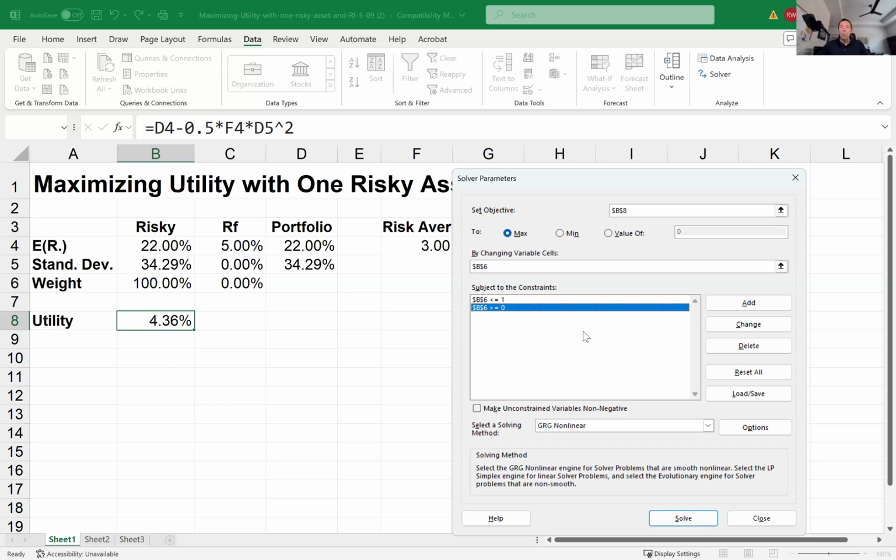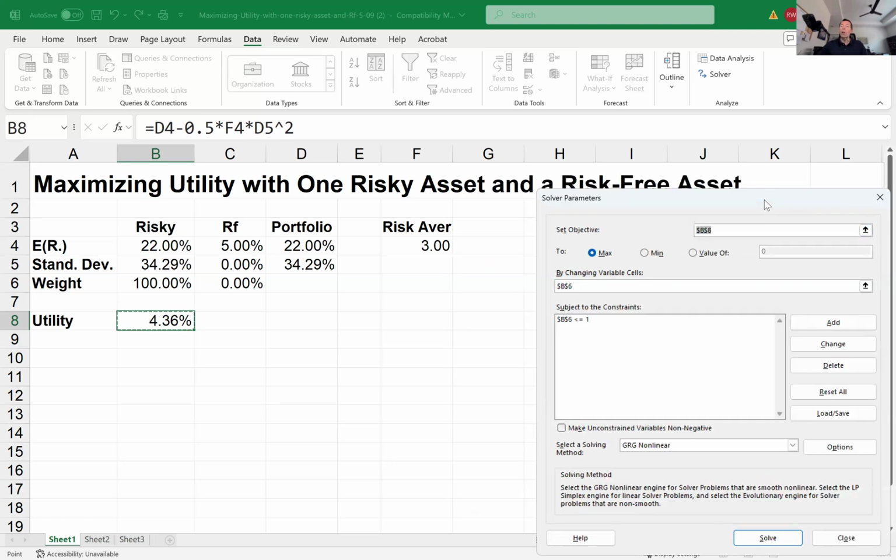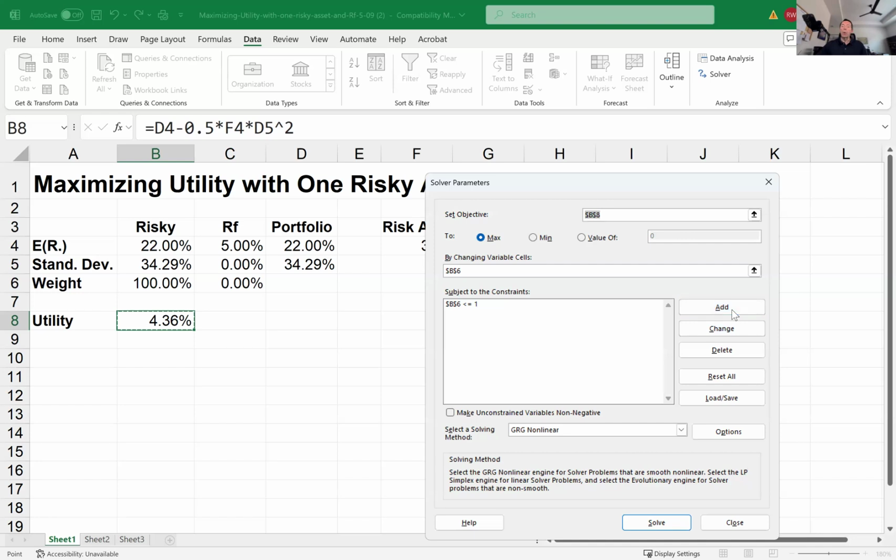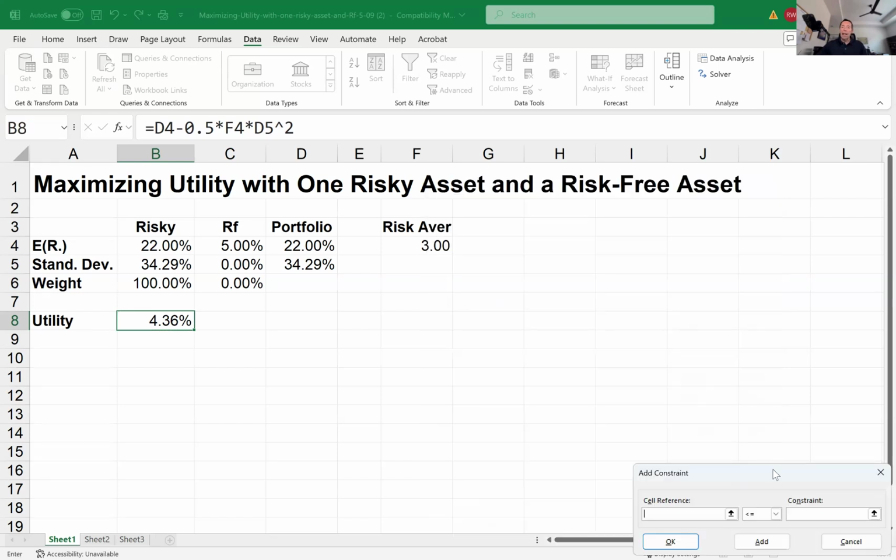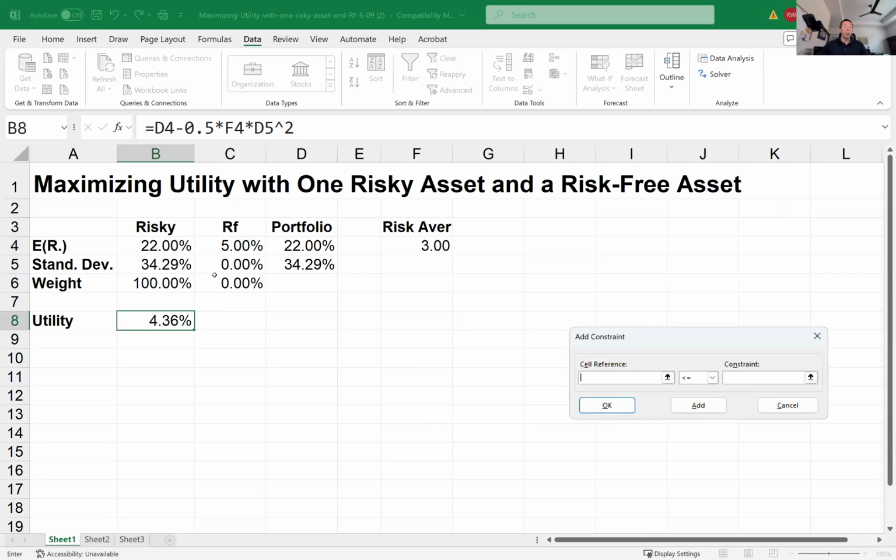So for example, let's suppose I wanted to get rid of this constraint. I'm going to delete it right there. All right, so it's no longer there. Now I want to put it back in. I'm going to put in add. And so it's going to say, what is the cell reference that I want to constrain on? Right there. And it has got to be greater than or equal to 0 right there. And I hit OK. And now it's in there as a constraint.